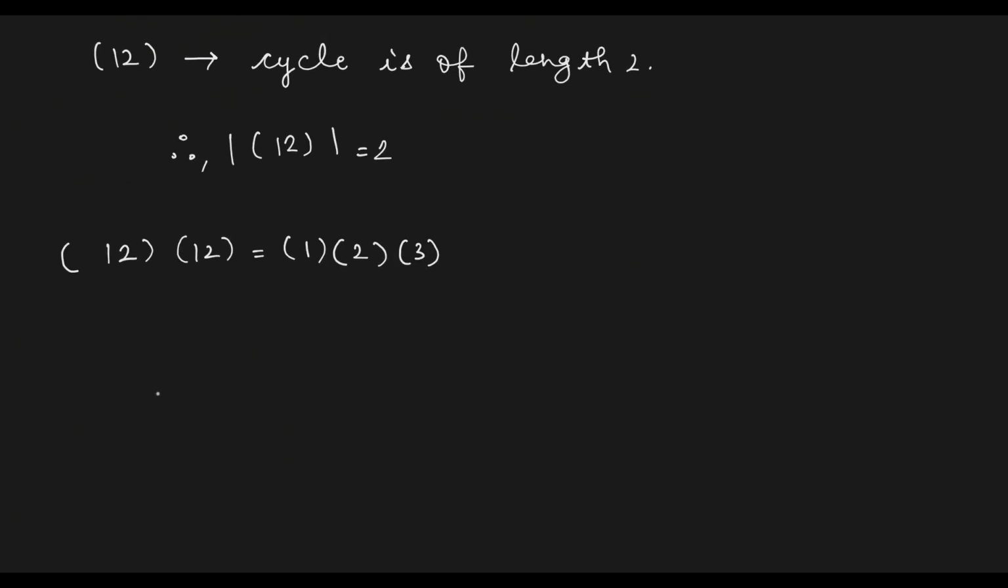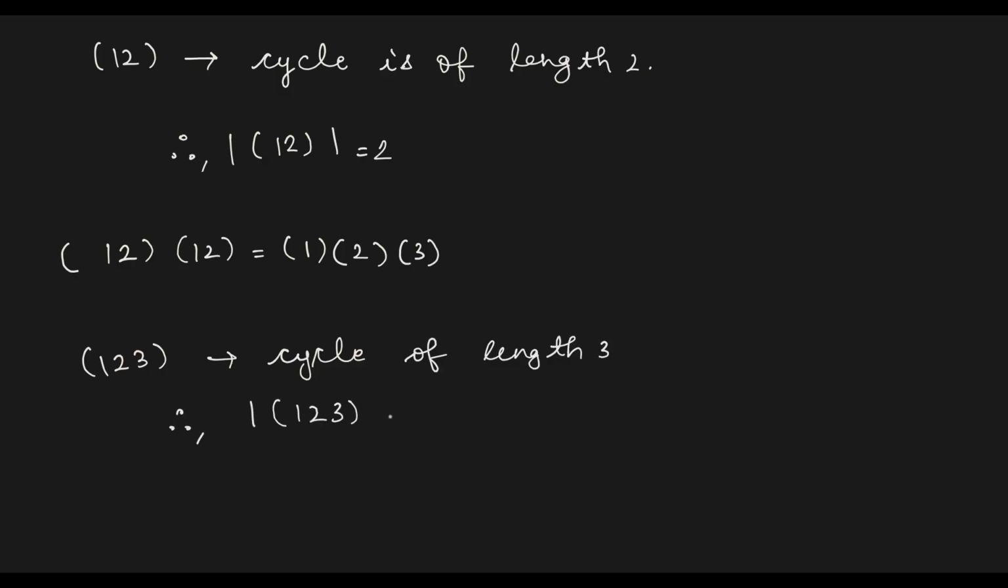Next, (1 2 3). This is a cycle of length 3. Therefore, the order of (1 2 3) is 3.